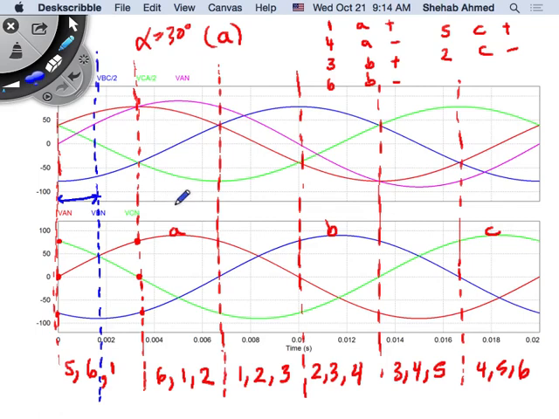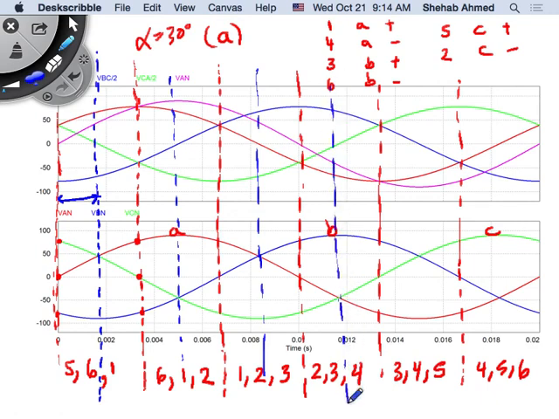I need to do the same thing here. Where is that? It happens to be here. Here. Here. Here. And here. Okay, so these blue lines are 30 degrees away from the red lines. The red lines are where the corresponding diode would have started to conduct. Here 2, here 3, here 4, here 5, here 6.